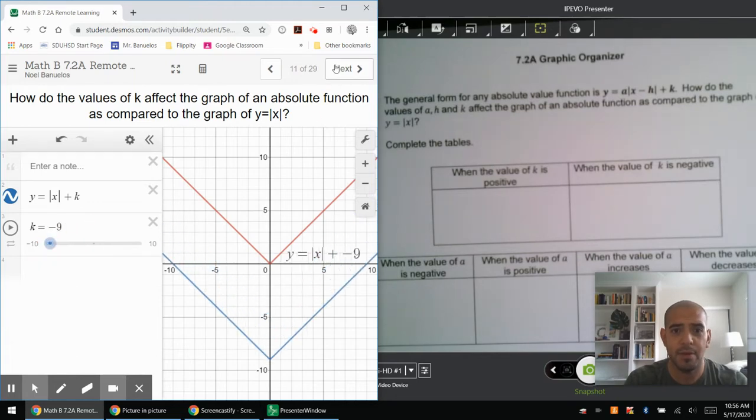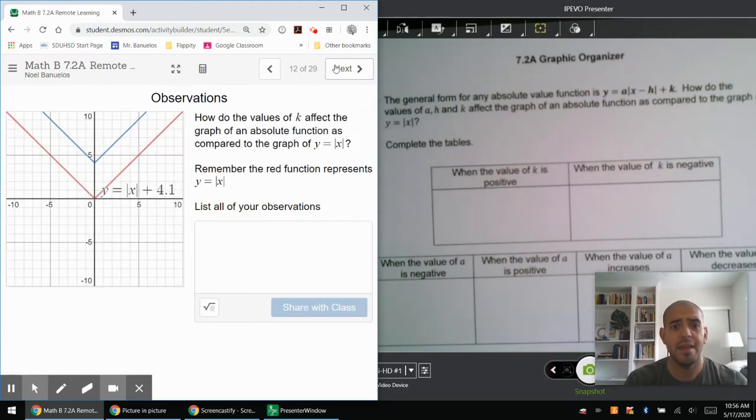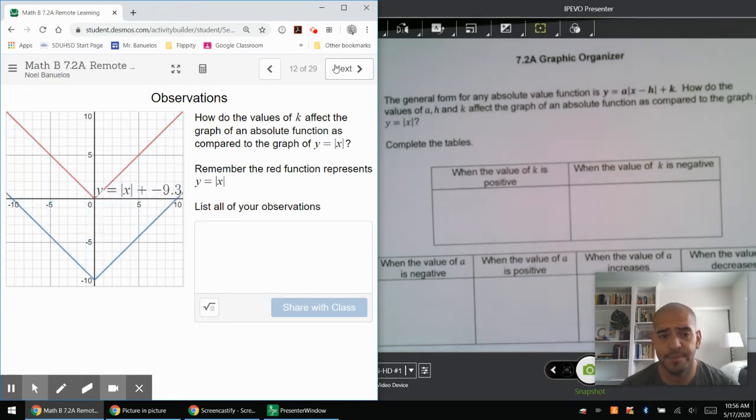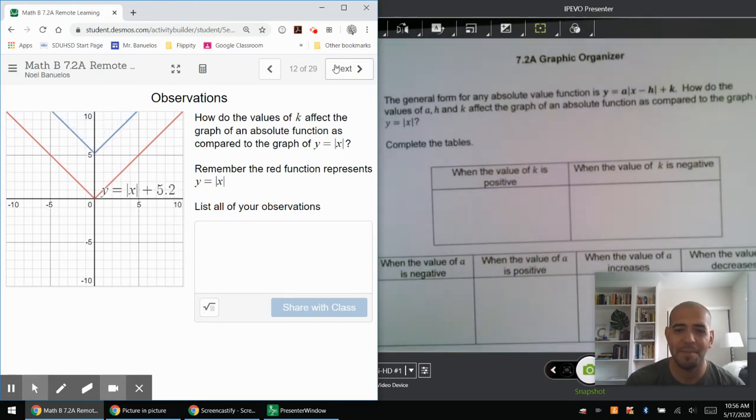Okay. So what I want you to do here is type in your observations for what happens when you change the value of k, when you're adding a number to your absolute value function. Okay, so make those observations. Hint, hint, translation. You might want to press pause and then pick this back up.